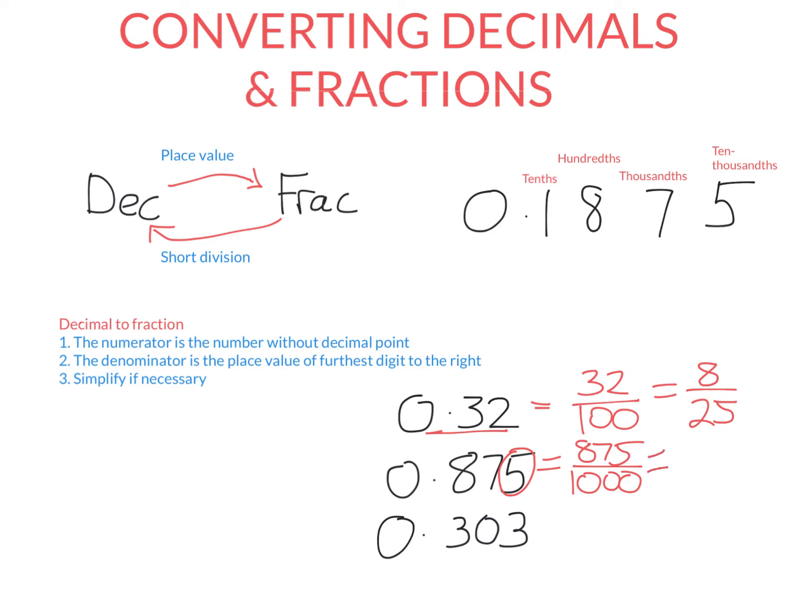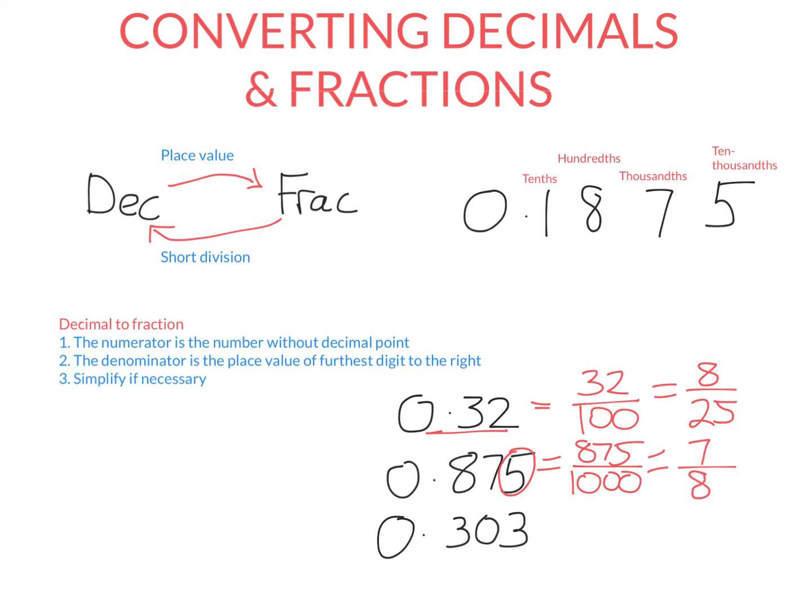125 goes into 875 7 times. 1,000 divided by 125 is 8. Now, if you don't know what the highest common factor is, you can always just pick any common factor and keep simplifying. So, for example, you can see these two would be divisible by 5. You could divide by 5 and keep simplifying until you get 7 over 8, until we get a fraction where the numerator and denominator have no common factors.